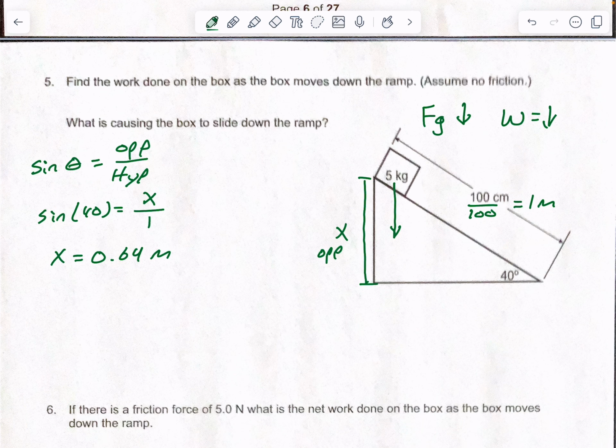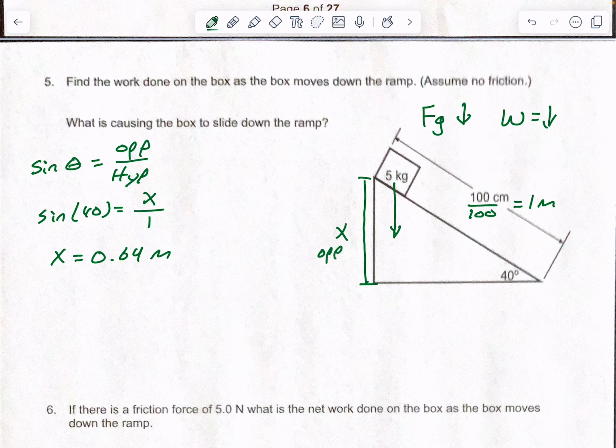Again, we don't care about the ramp in this case because gravity is only trying to get it from the top to the bottom. So that ramp could be 5 miles long. If it's still going from that top to that bottom, it would still be 0.64 meters high.